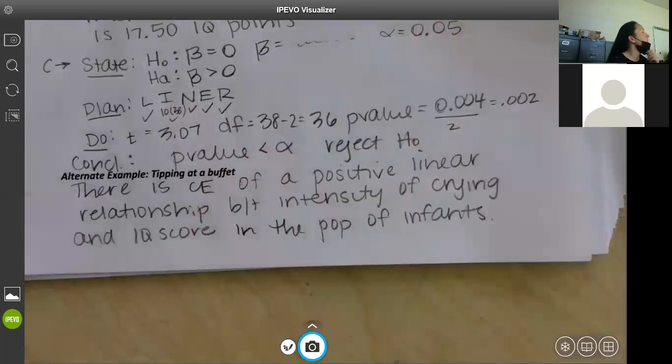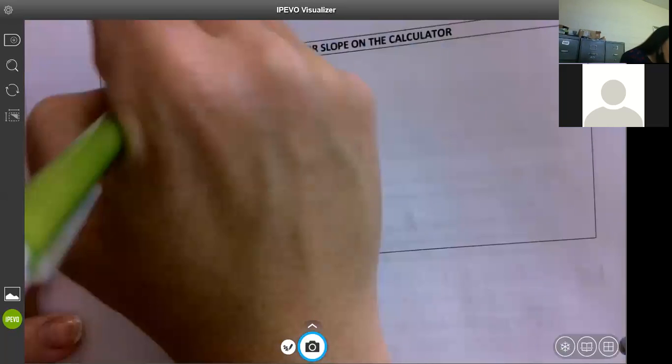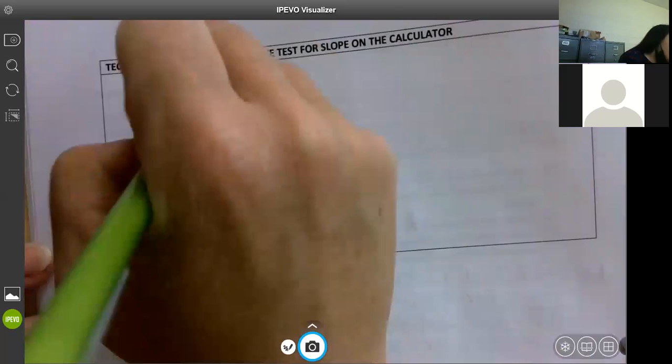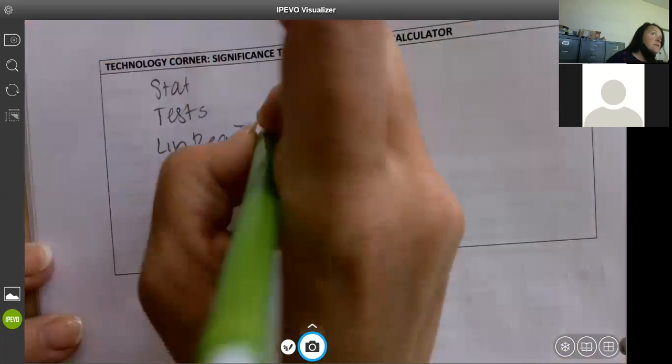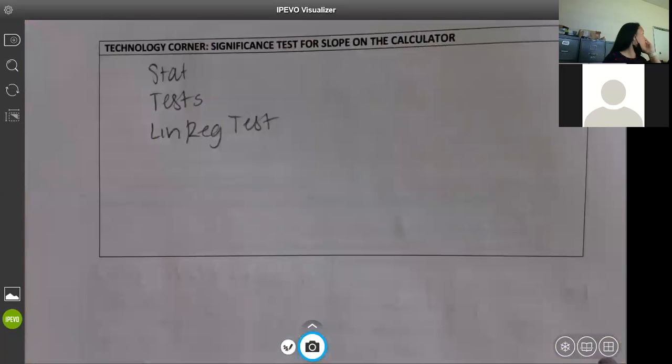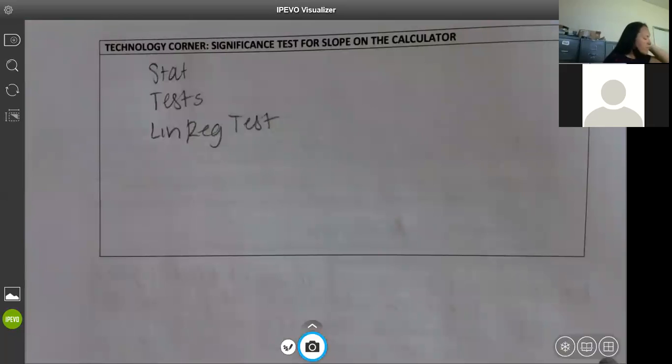So if you're going to do this in your calculator, you go to the same place to do the test rather than the interval. So on this technology corner, to do a significance test for slope, you're going to go to stat, test, and a LinReg test. Yes. For the plan on the previous one, what would you put that you were doing? We were making a t-test, yeah, for slope. All right, that's it on that page.